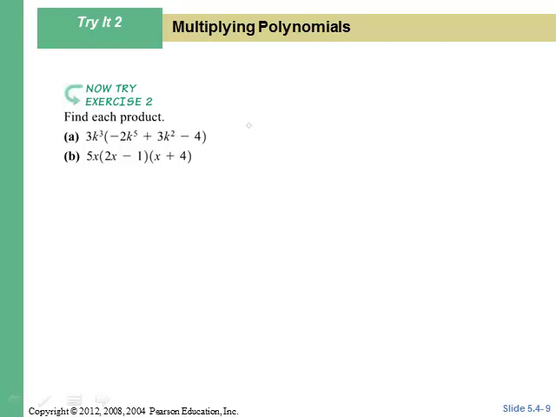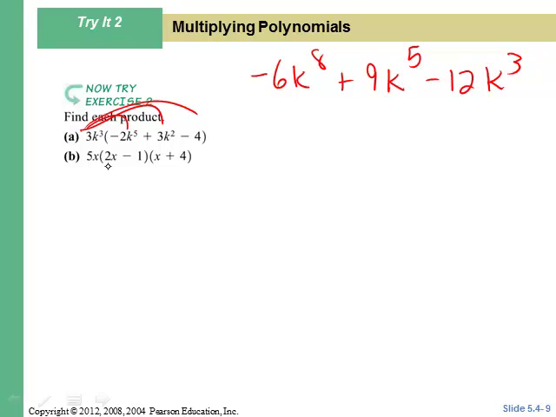Now, this first one is pretty easy. So we're going to take the 3 times each of those. 3 times negative 2 is negative 6. K will be to the 8th. 3 times 3 is 9. K will be to the 5th. 3 times negative 4 is negative 12. K cubed.